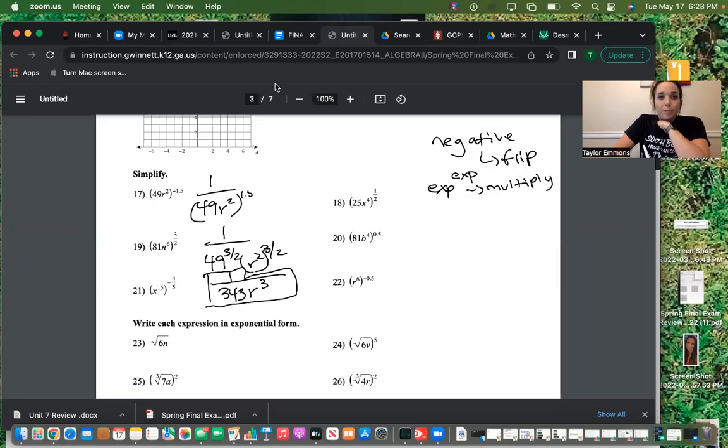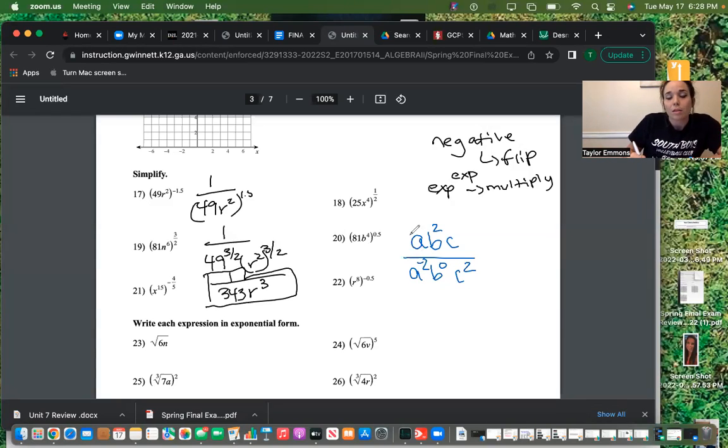The way you're probably going to see this one is something like this. What this is asking you to do here is the same concept. You're just dealing with numbers over here, but you're dealing with variables over here. So what this is asking you to do is use your exponent rules and simplify. I'm actually going to work this one out, and you can do it either on the side or on a separate sheet of paper.